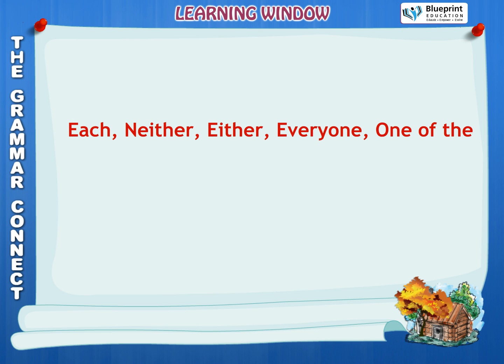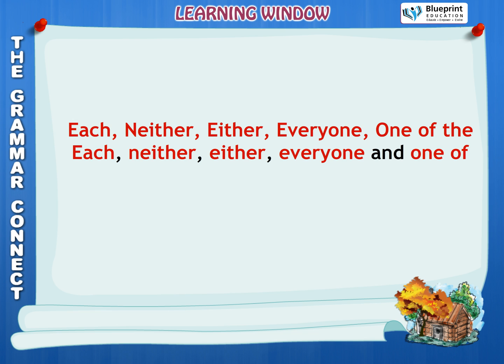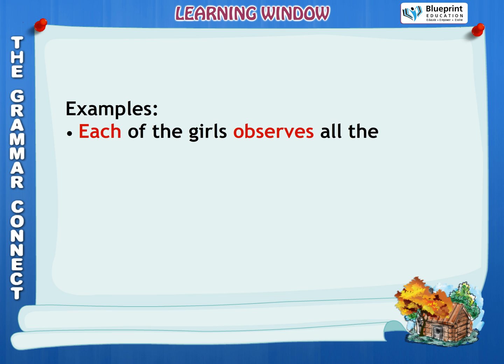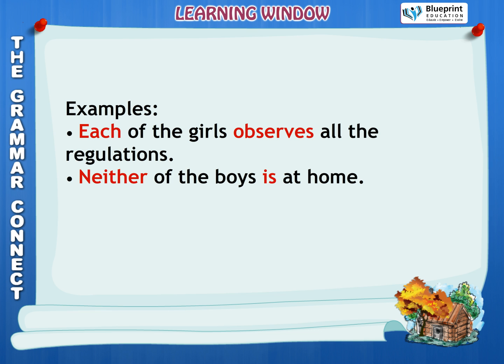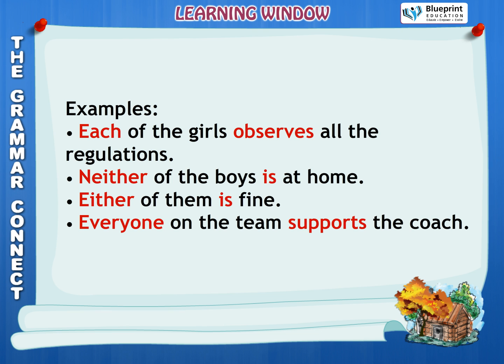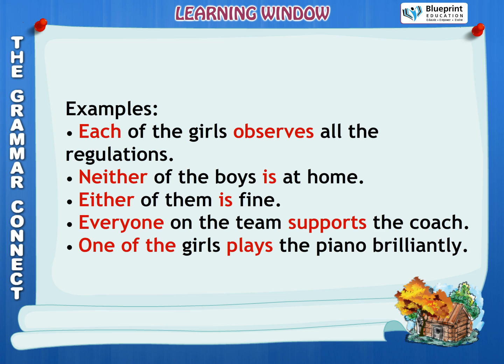Each, neither, either, everyone, one of the. Each, neither, either, everyone and one of the take a singular verb. Examples: Each of the girls observes all the regulations. Neither of the boys is at home. Either of them is fine. Everyone on the team supports the coach. One of the girls plays the piano brilliantly.